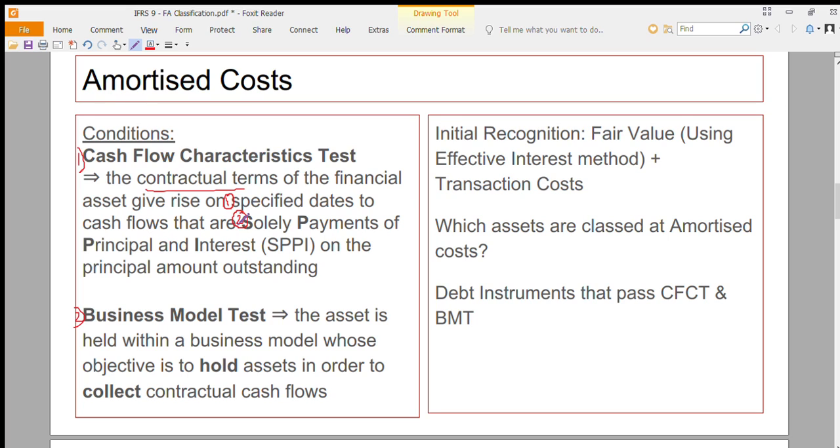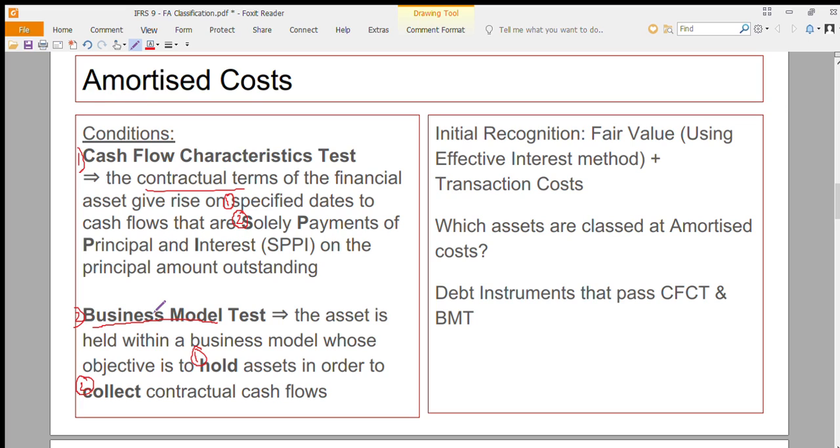The next condition is the business model test. By business model, the standard means the entity's senior management's intention of what they are going to do with the asset. If an entity buys an asset to hold and collect only the contractual cash flows, then it passes the business model test to be categorized under amortized cost.